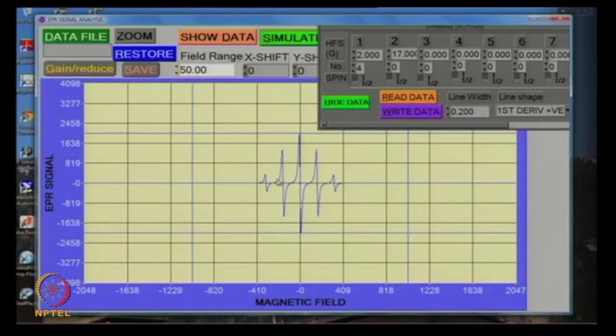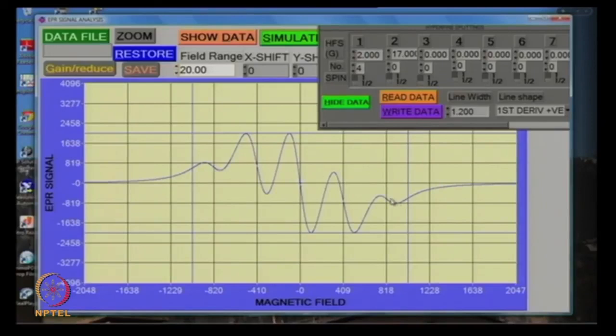So simulate this one, so a 5 line spectrum and they are following the usual 1, 4, 6, 4, 1 type of intensity ratios. Now one could expand the spectrum by working at a smaller scan range, let us make it 20, so total range becomes 20 Gauss, and simulate, that is how it looks like. So it looks so cleaner. Now if I keep increasing the line width, see how it changes, 0.6 Gauss, see already they start showing distortion.